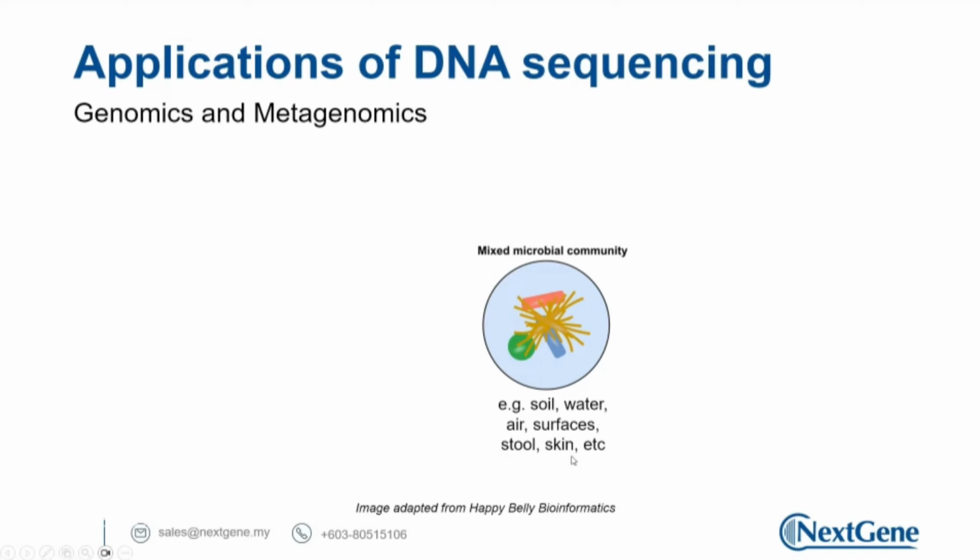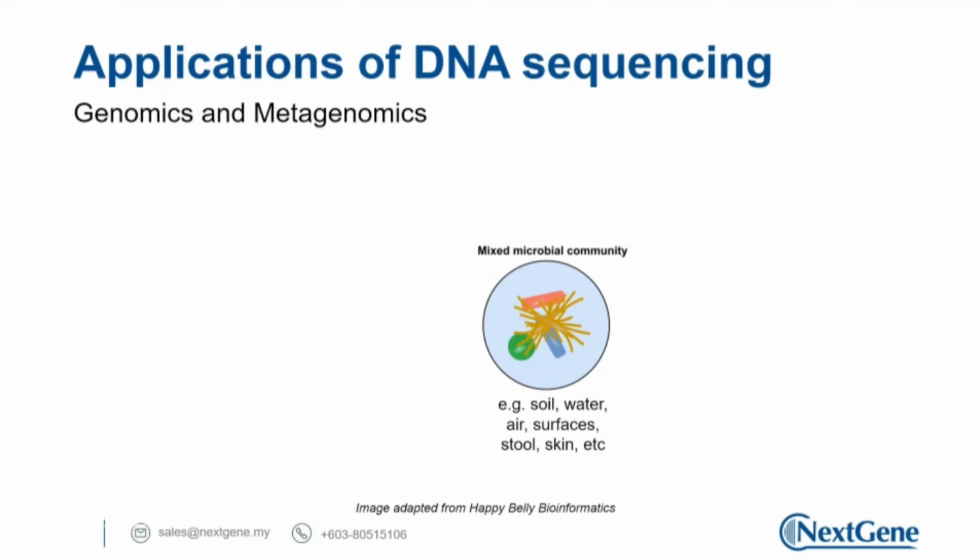So for these kinds of samples, commonly you might have soil samples, water samples, surface samples, and then stool samples, skin samples, and so on. So we do not expect to have only one type or one species in our samples. Yeah, so these are the common samples that we obtain for our projects or research sometimes.